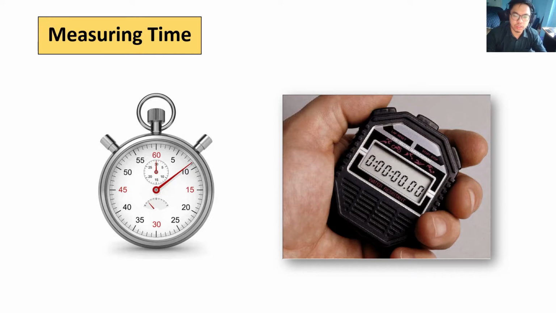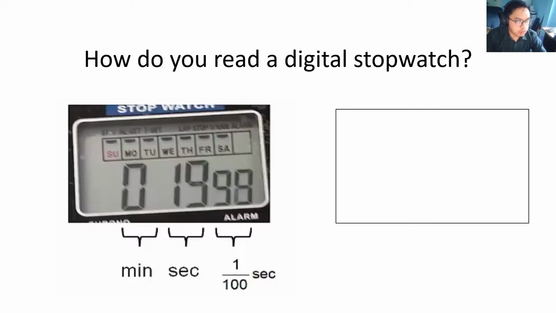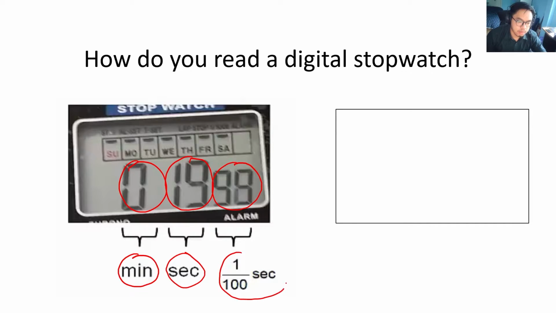Now, when you are doing physics in the lab, and especially for your O-level syllabus, the number one instrument that you will use in order to measure time are these things here. These are called stopwatches. Now, very important for you to be able to read a digital stopwatch properly. The number at the very front is the number for the minute. The number in the middle of the stopwatch gives you the time in second, and the number at the very end here gives you the millisecond or the 100th of a second.